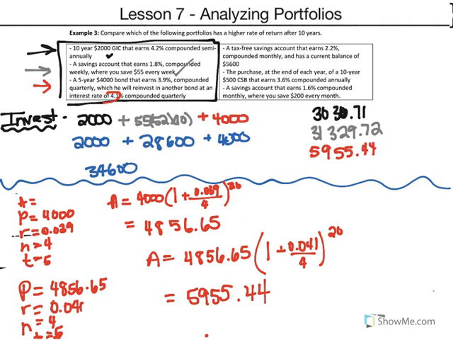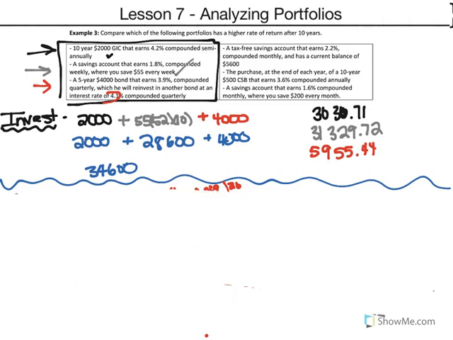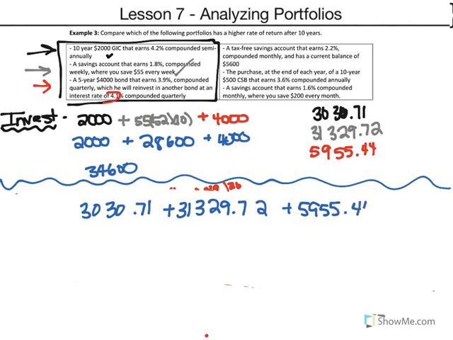So to figure out your total portfolio worth, you'll take those numbers and add them together. So 3030.71 plus 31329.72 plus 5955.44, and you get 40,315.87. To figure out your rate of return, you're going to take your interest and divide it by your investment.